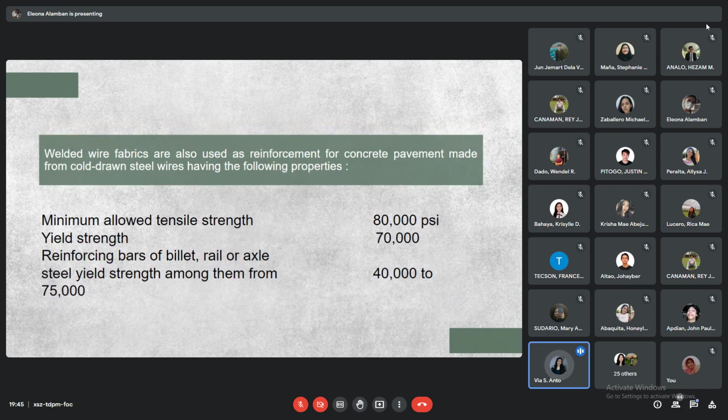Welded wire fabrics are also used as reinforcement for concrete pavement, made from cold-drawn steel wires having the following properties: the minimum allowed tensile strength is 80,000 psi, and the yield strength is 70,000. Then the reinforcing bars of billet, rail, or axle steel have yield strength from 40,000 to 75,000.